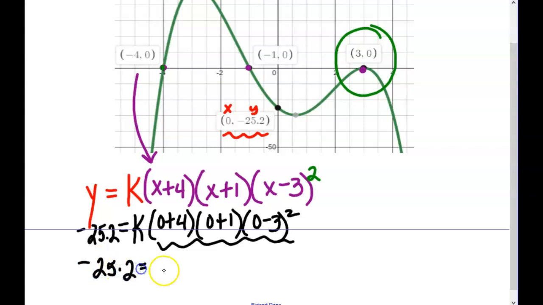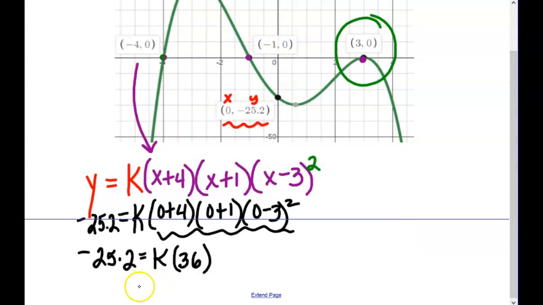Or do it in your head if you can. This would be 4, this would be 1, this would be 9 after you squared it. So I got 36. Did anybody type it all in and get a 36? You literally can type parentheses 0 plus 4, parentheses 0 plus 1, parentheses 0 minus 3, parentheses squared. And it should all go down to something. Did someone get 36? Okay.